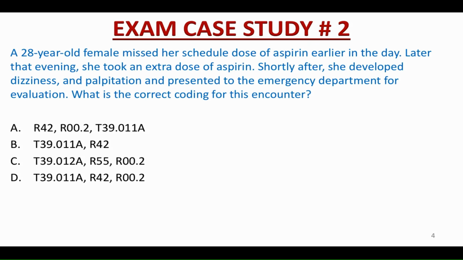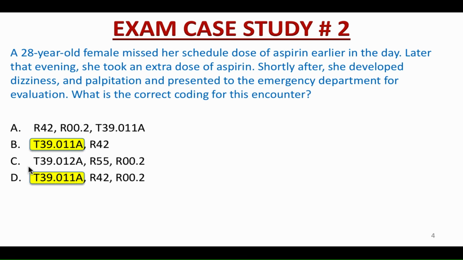Now let's move on to case study number 2 and apply the same reverse analysis method. Again, do not read the question first. Start with the answer choices. Focus on the first code in each answer. Now take a look. B and D both start with T39.011A, so they belong to the same group.